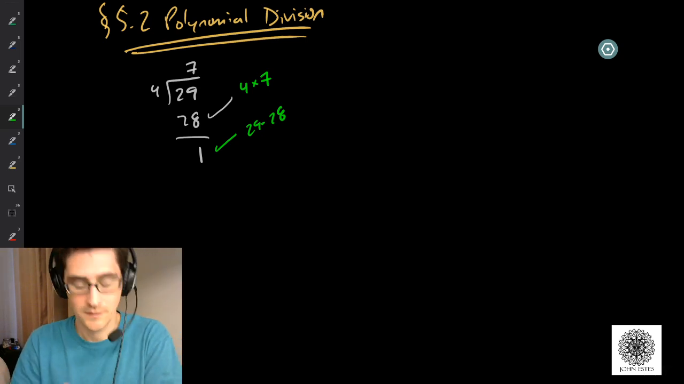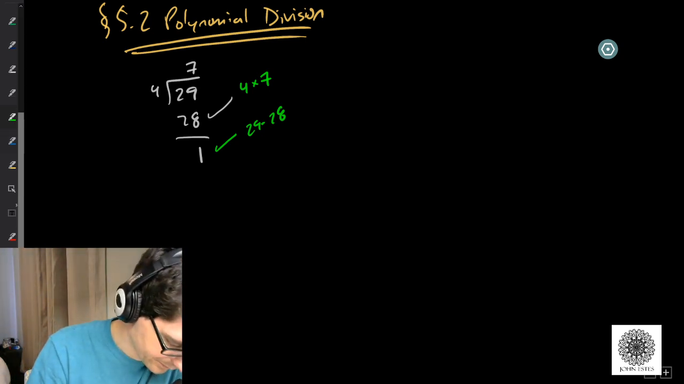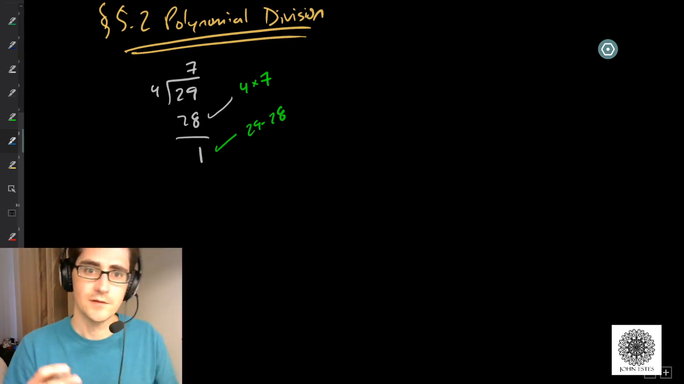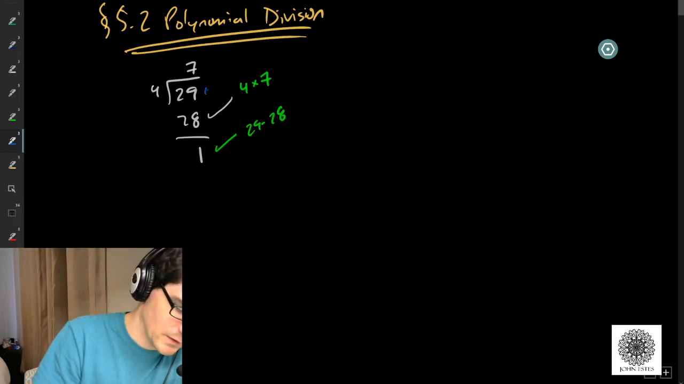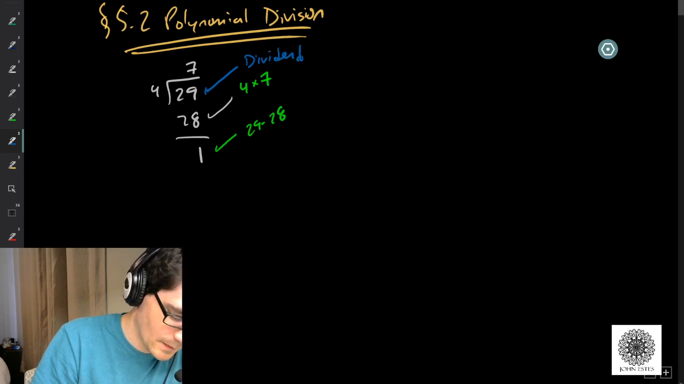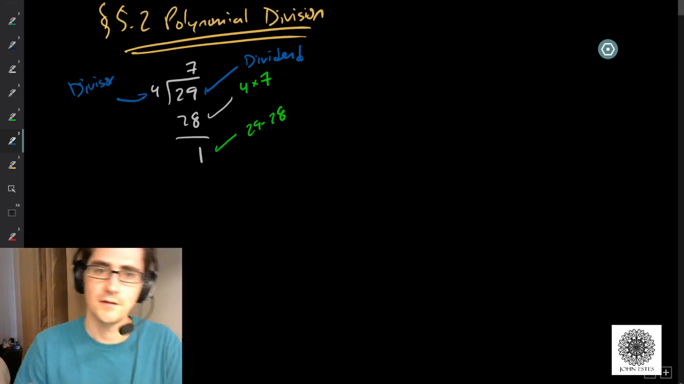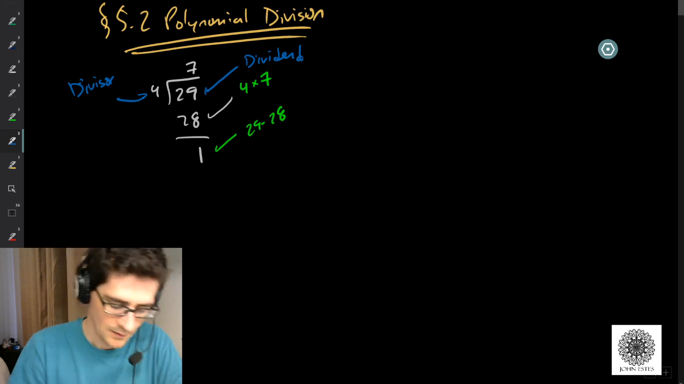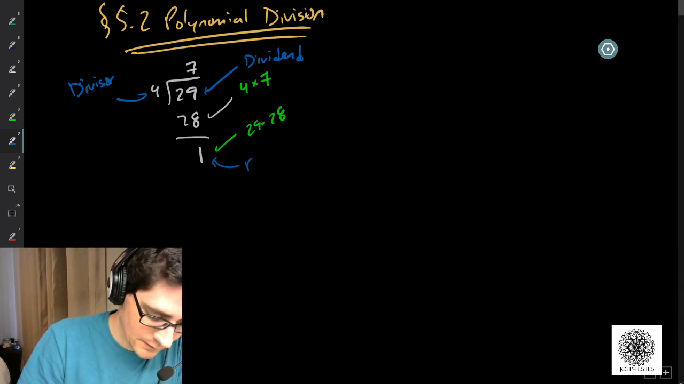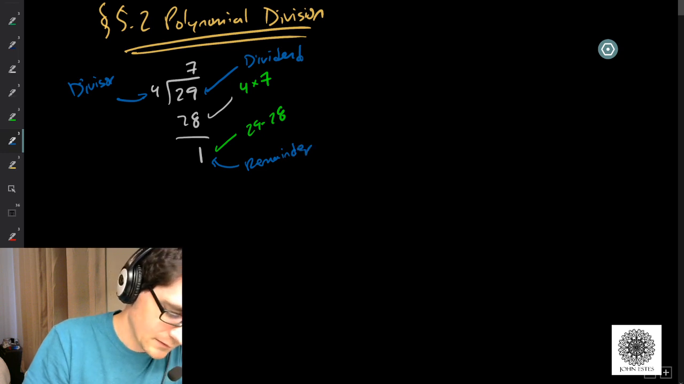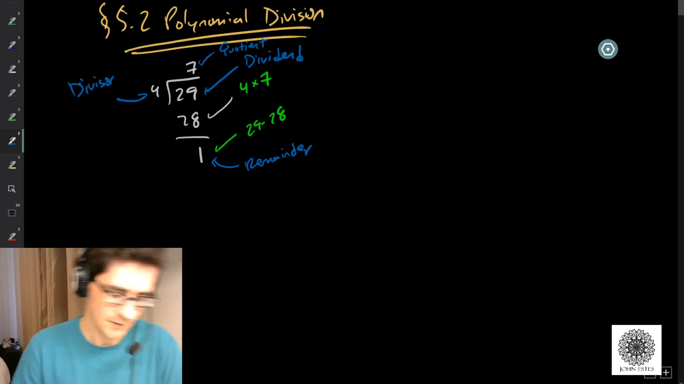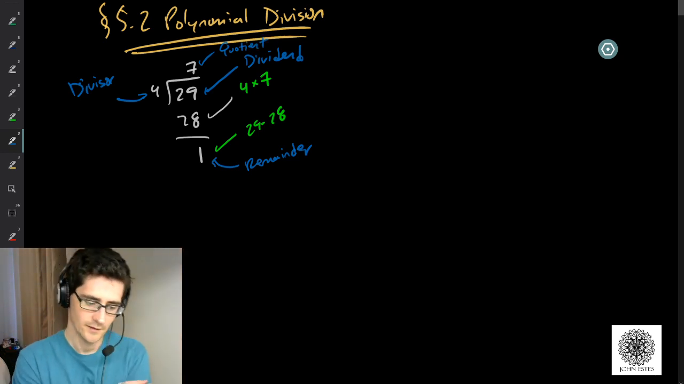And that's how division works. I think that's familiar to us. And let me introduce some terminology here. So the 29 is what we call the dividend. That's what we're dividing into. The 4 is our divisor. That is the thing that's doing the dividing. The 1 is called the remainder. And the 7 is my quotient. This is the number of times my divisor can go into the dividend.